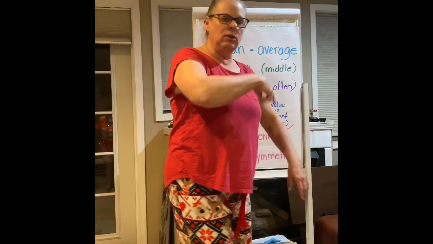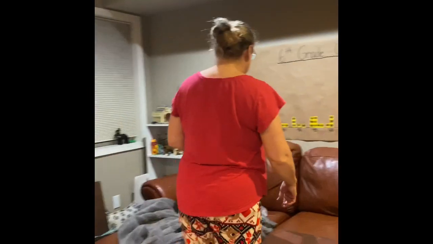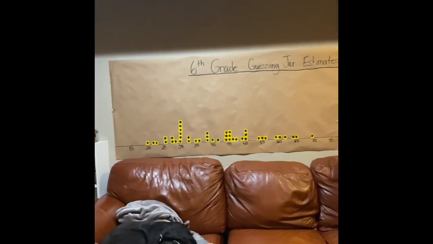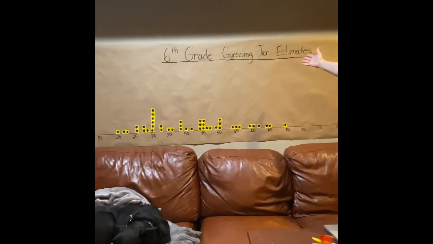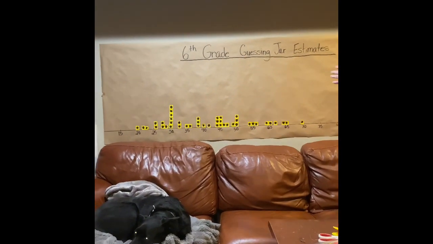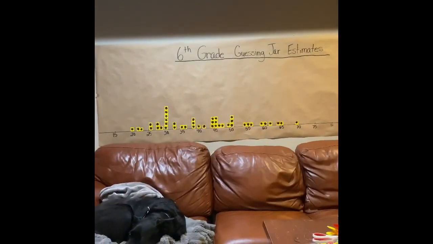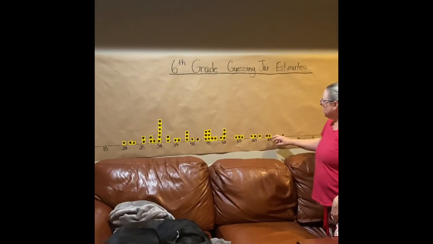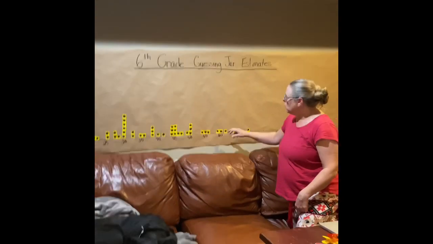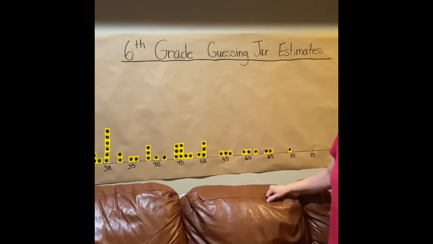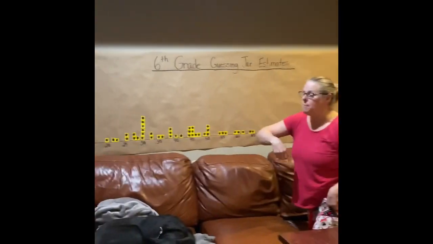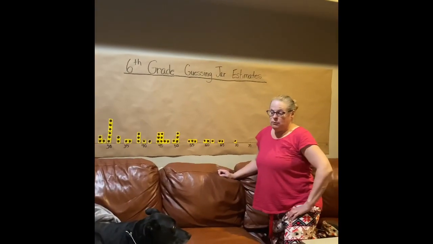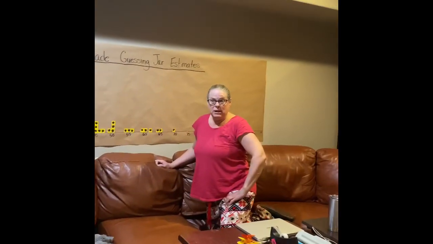Okay, we're going to take a look at our dot plot. So this was all of the answers that were turned in for the guessing jar. And as I said earlier, if I wanted to take each one of these guesses, which is 70 plus 65 plus 64 plus 63 plus 60, and keep adding them all up and then divide by 44, that's going to give me my average or my mean.